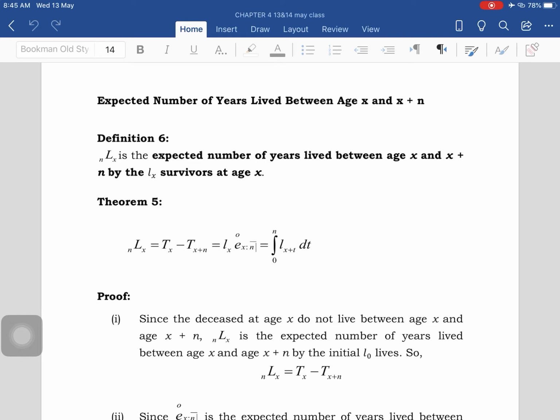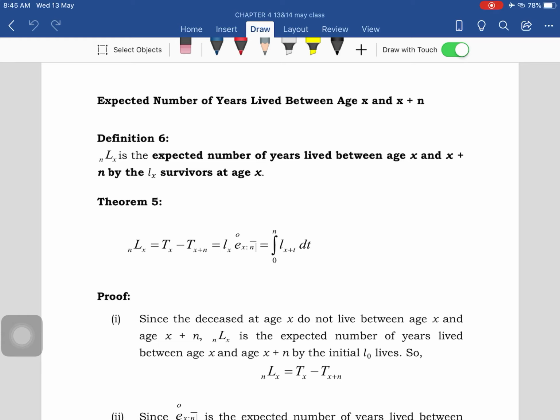So today I would like to continue our class with the last part for chapter 4, which is expected number of years lived between x and x plus n, and the notation is nLx. So this is the second new notation that we found in this chapter 4.